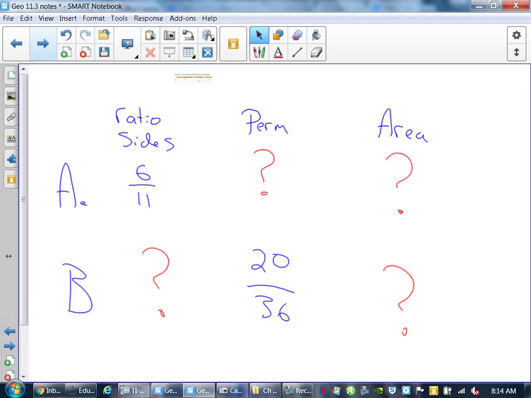Well, what I'm asking you here is, if, like in part A, if the ratios of sides are 6 to 11, what's the ratio of the perimeter? Exactly. And then what will be the ratio of the areas? There you go. You're almost there.